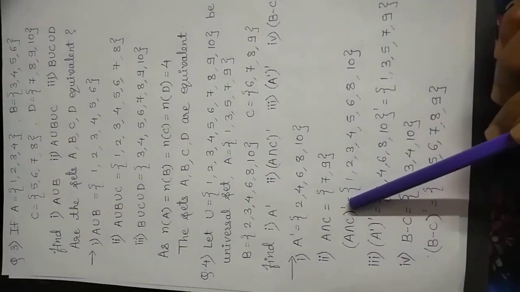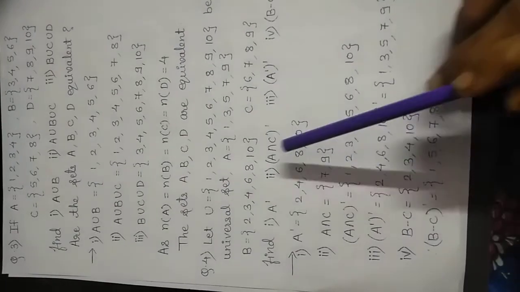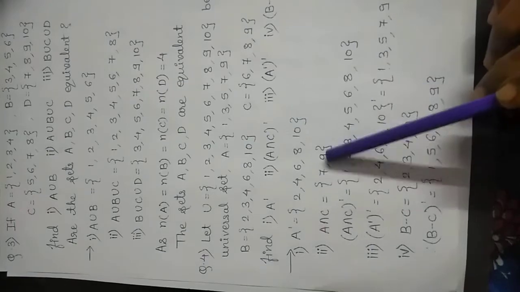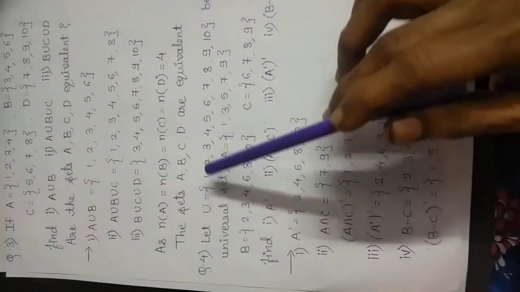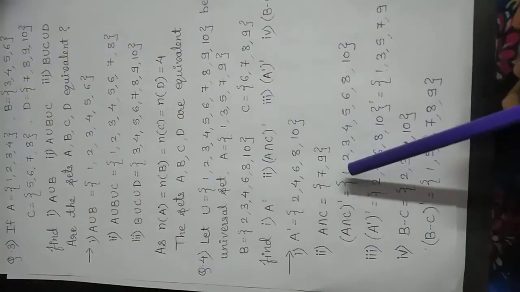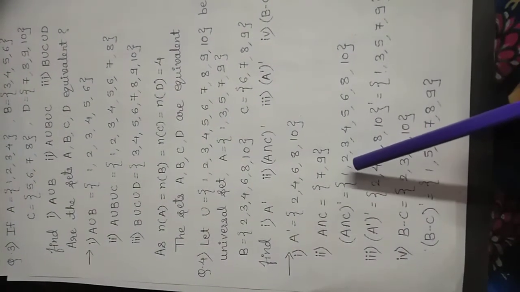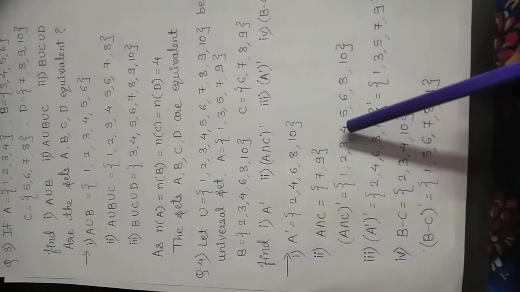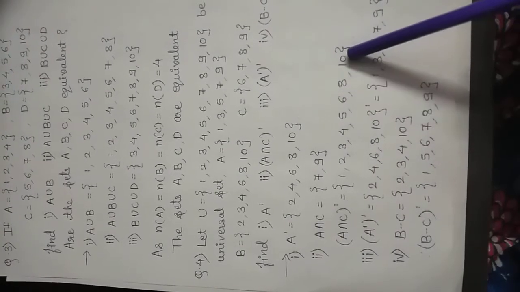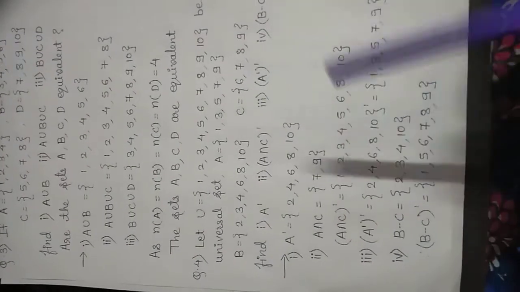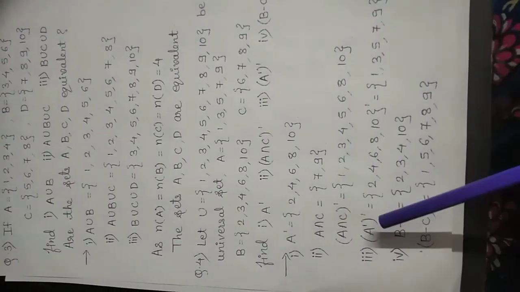So for the complement of A intersection C, from the universal set we are going to remove these two elements, 7 and 9, and the remaining elements will be there in (A intersection C) complement. So the answer is the set containing elements 1, 2, 3, 4, 5, 6, 8, 10, because we have removed 7 and 9 from the universal set, which are present in A intersection C.